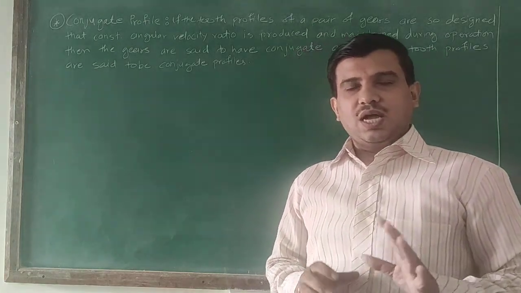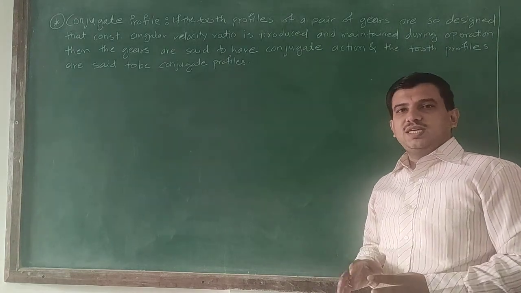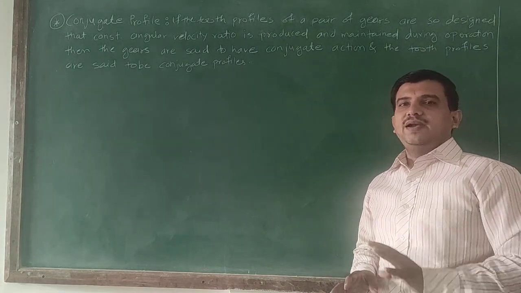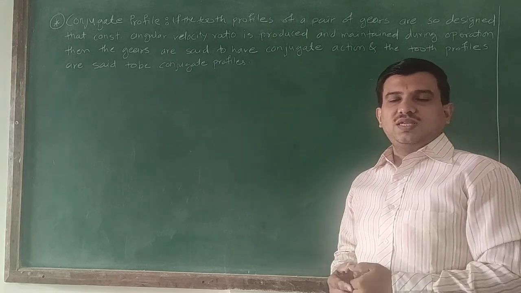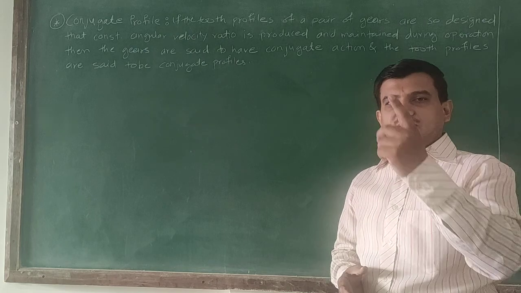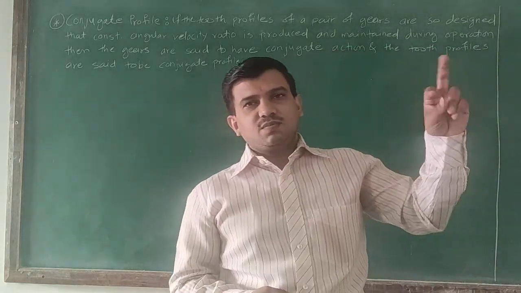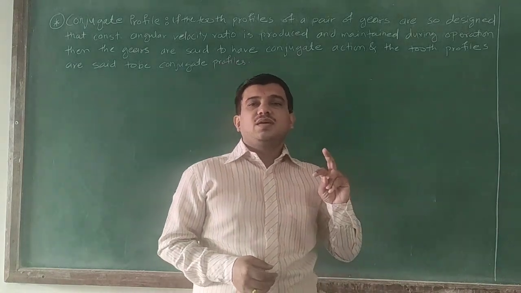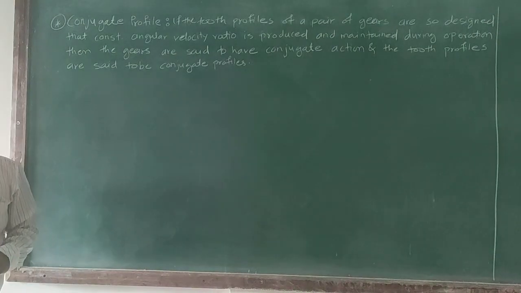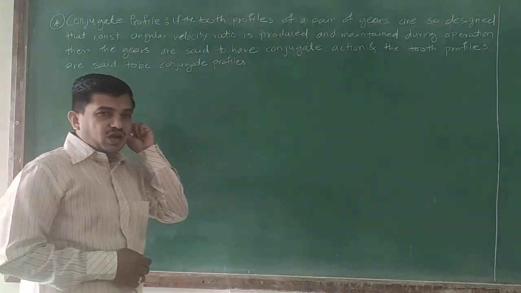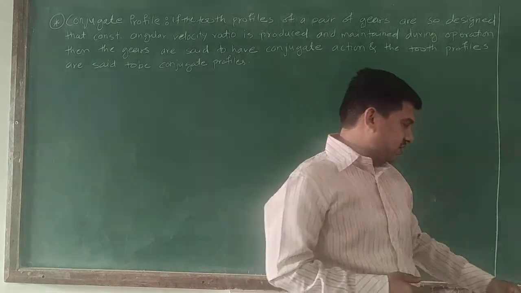So have you understood the problem statement? We have one gear tooth profile which is selected arbitrarily, and we want another gear tooth profile which will be in mesh with this particular gear tooth. Both of these will produce a conjugate action, and hence both gear tooth profiles will be conjugate profiles. Are you getting me? So let's see how we can obtain it by the graphical method.